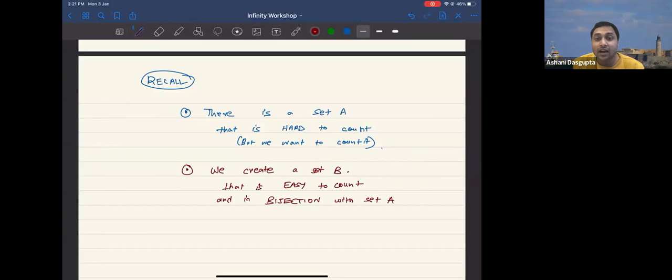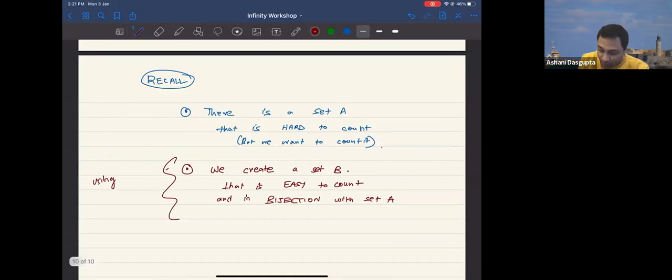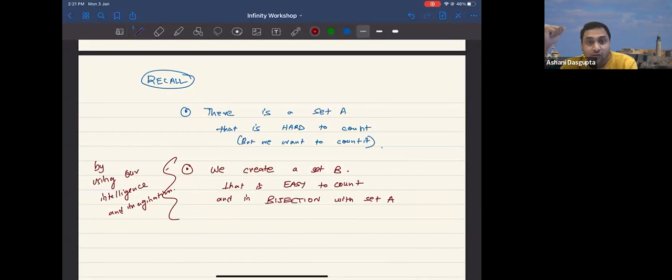How do we do this? How do we create this set B? What is the method? Well, there is no one method. That's what makes it really fun. By using our intelligence and imagination. There is no one formula to do it. Every problem will be different. So we create this set B that is easy to count, and that is in bijection with set A.